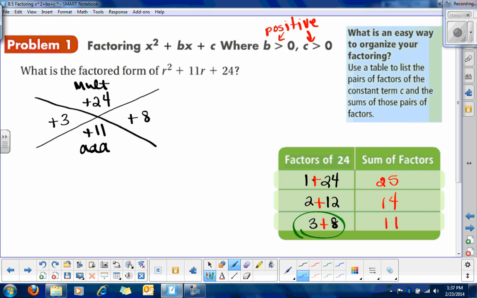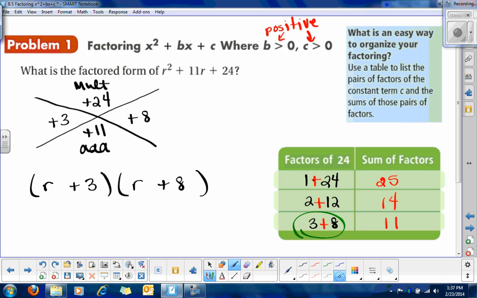So that tells you how you're going to write it in the binomial form. So here's your binomials. And to get your first term there, you're going to get r squared. So that's going to be r times r. And then for the second term, we already checked it over here. So we're going to write plus 3 and plus 8.